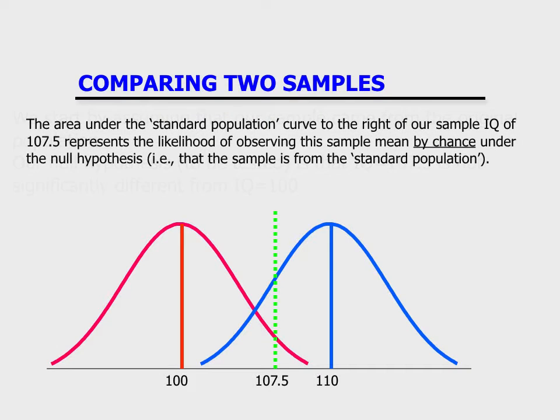But if we look at the area under the standard population curve to the right of our sample, look at how small that is. That represents the likelihood of observing the sample mean by chance under the null hypothesis, basically saying that our sample that had an average of 107.5 comes from the standard population with an average of 100. Would you agree? I wouldn't, because I think there's a very small chance that those people who scored 107.5 are coming from that pink side, that average of 100 population. Or I should say the population that scored the average of 100.